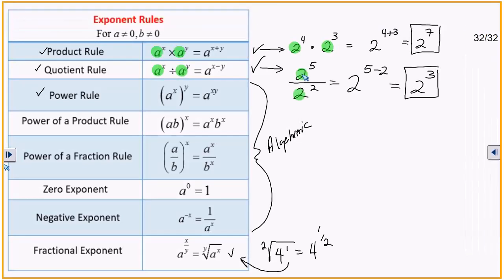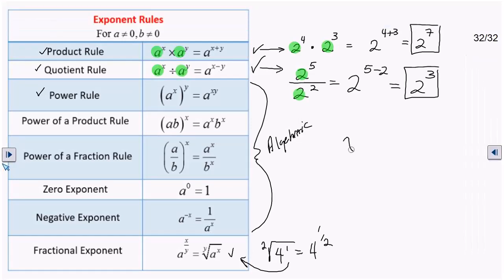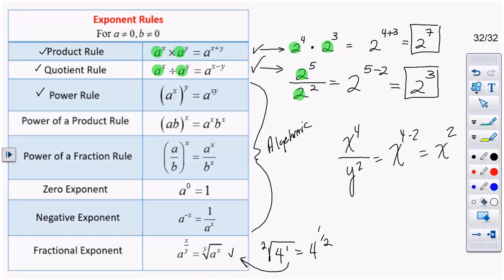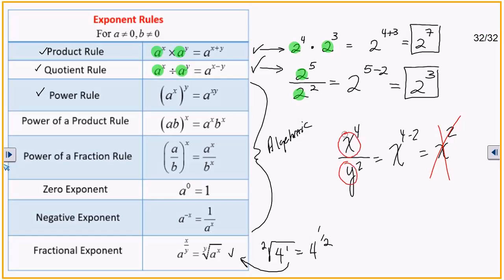And the reason I keep stressing that is sometimes you'll have a standardized test, and it'll say x to the 4th divided by y to the 2nd, and y'all will do x to the 4 minus 2 and get x squared, and that is wrong because you cannot do anything when the bases are not the same. Okay, so that's just a little bit of a preview of how you can mess this up, all right?